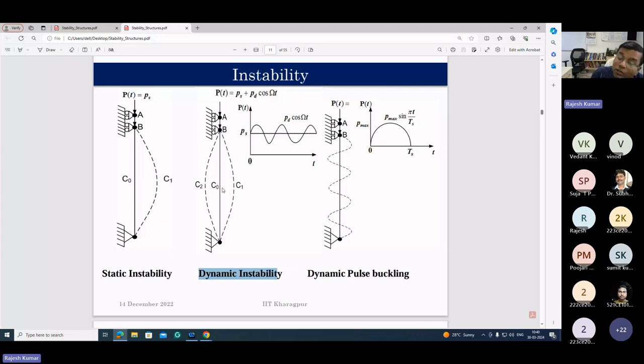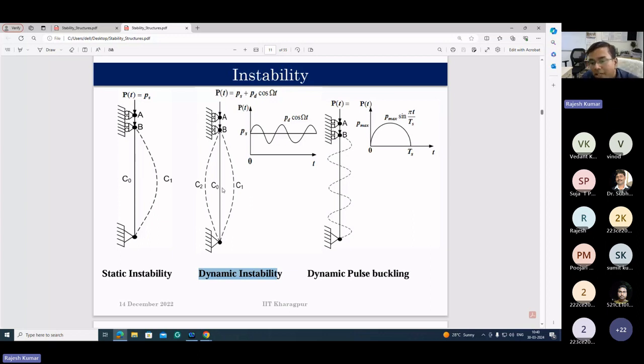And this dynamic load may be very small. It is not necessary to have a high dynamic load for buckling. Even with a very small dynamic load, the frequency matters. If the frequency of the loading becomes twice the structural frequency of the structure, and the load magnitude is very small, then also the structure will collapse. I'll discuss dynamic stability later. It is a very interesting topic.